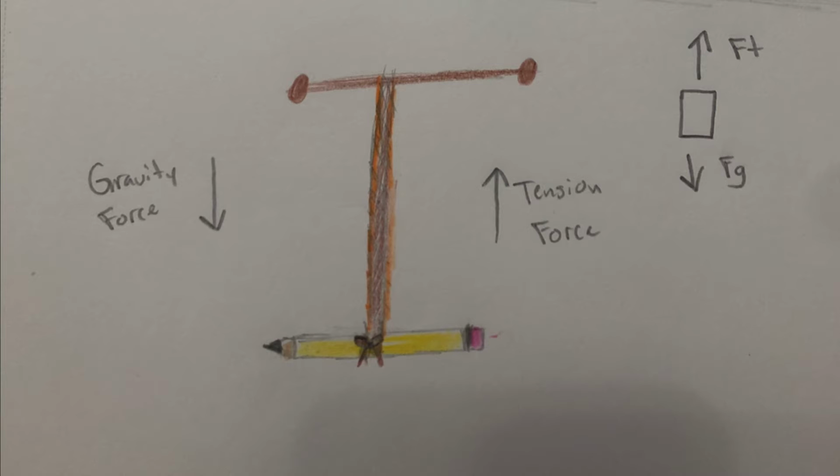And then lastly, in this example, I have a rope that is tied to a pencil, which the tension force is bringing it up because of the rope. And then the gravity force, which is pulling it down. And then again, in the free body diagram up in the right, you can see how the force of tension is up and then the force of gravity is down.